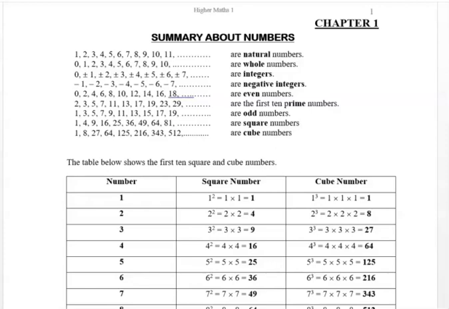Now integers is inclusive of every negative number and every whole number. And negative integers, as you know, is just negative numbers, the counterparts to natural numbers.